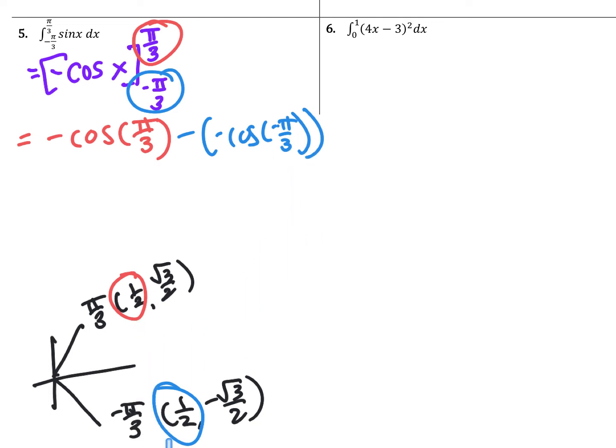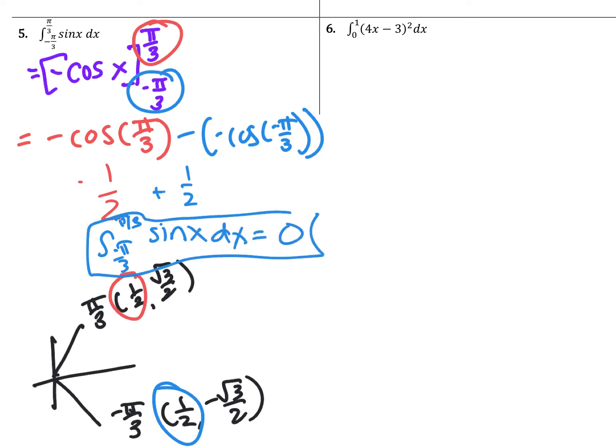Now to figure out what those values are, we can look at our unit circle. Pi over 3 is the point 1/2, root 3 over 2, and cosine is the first value. So this is going to end up being 1/2, but this is going to make it negative. Down here, cosine is still 1/2, so I'm going to have minus negative 1/2. So negative 1/2 minus negative 1/2, or plus 1/2, which means that the integral from negative pi over 3 to pi over 3 of sine of x dx is going to equal 0, which does make sense if we think about the symmetry of the graph of cosine.